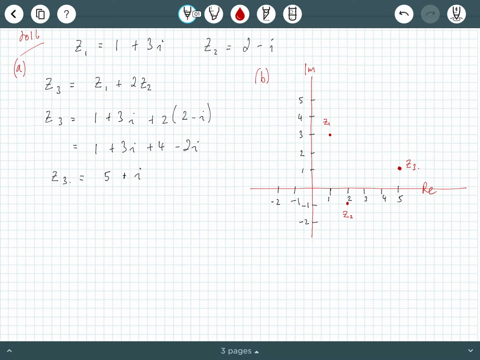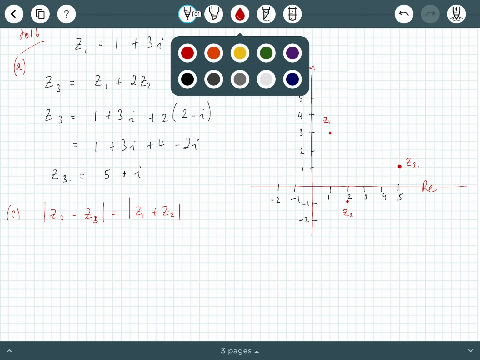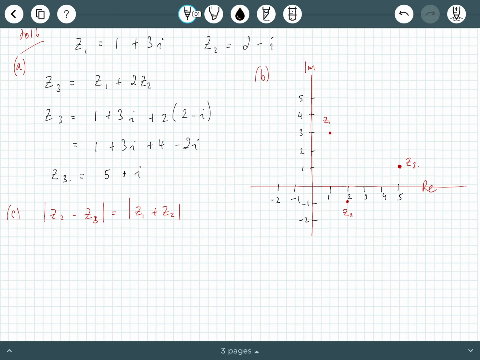So moving on then to the next part of the question, which is part C. It says investigate if the mod of Z2 minus Z3 is equal to the mod of Z1 plus Z2. A small bit of work needs to be carried out here first of all, lads. We need to get what Z2 minus Z3 is first of all. So it's the mod of Z2, which is 2 minus i, minus Z3, which is 5 plus i.